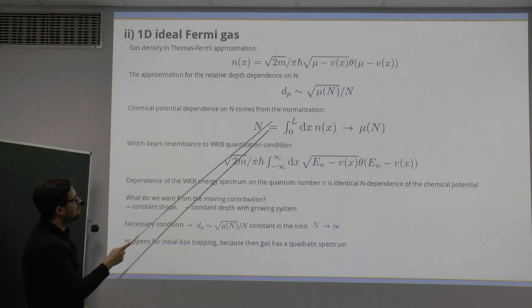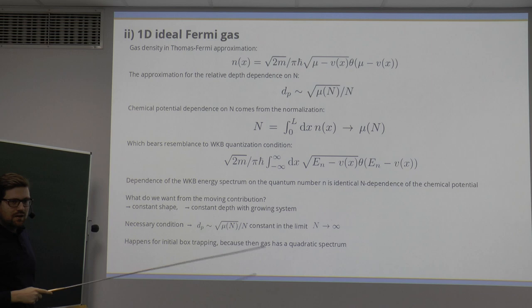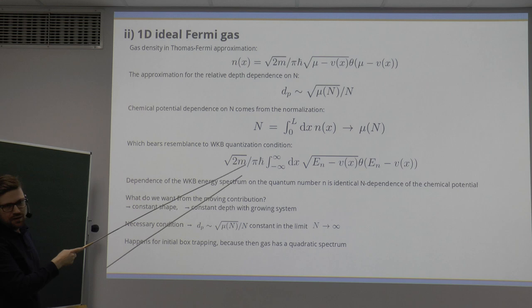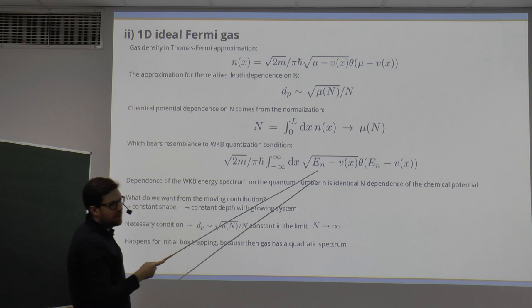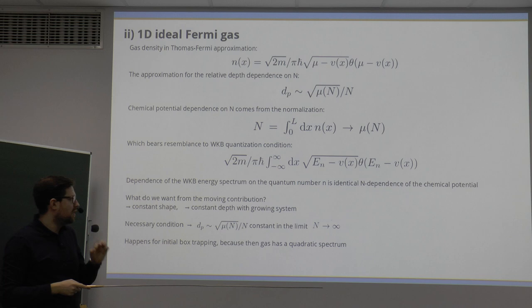So how do we get this relation of the chemical potential? We take it from the normalization condition that comes with this Thomas Fermi approximation, and from there we can get this chemical potential. And we realize that this normalization condition is the same as the WKB quantization condition, in the sense that big N is replaced by a quantum number. But mathematically, they are the same. So it means that the dependence of the WKB energy spectrum on this quantum number small n is identical to the big N, number of atoms, dependence of the chemical potential.